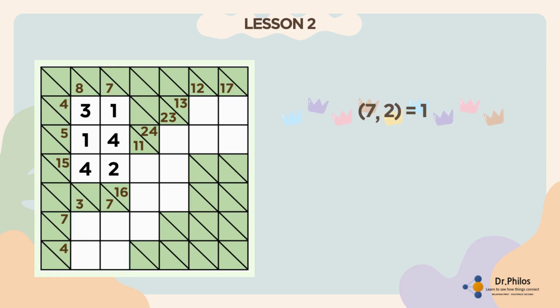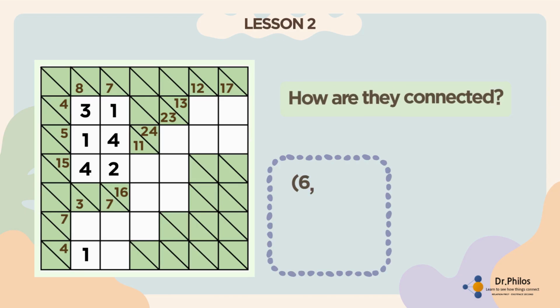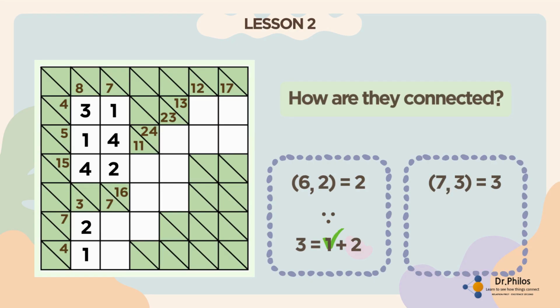7, 2 is 1. Because 4 equals 1 plus 3 and 3 equals 1 plus 2. And the only common number is 1. And next? 6, 2 is 2. Because 3 equals 1 plus 2. And 7, 2 is 1. 7, 3 is 3. Because 4 equals 1 plus 3. And 7, 2 is 1.